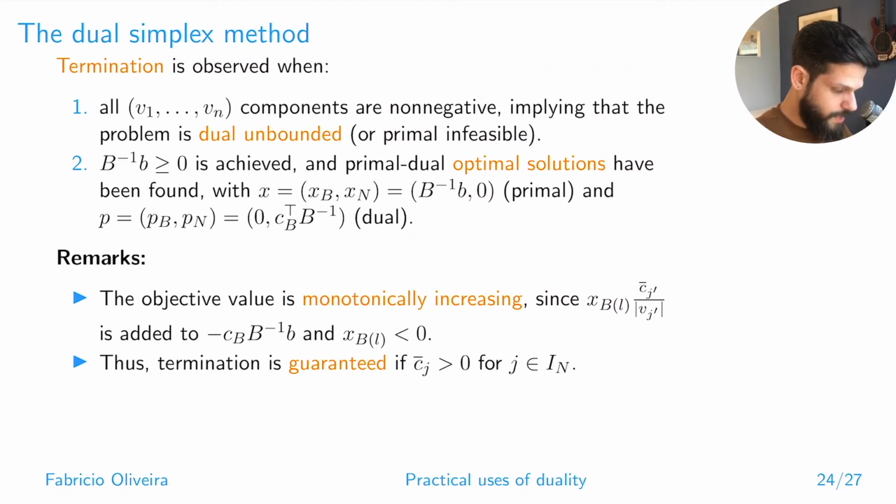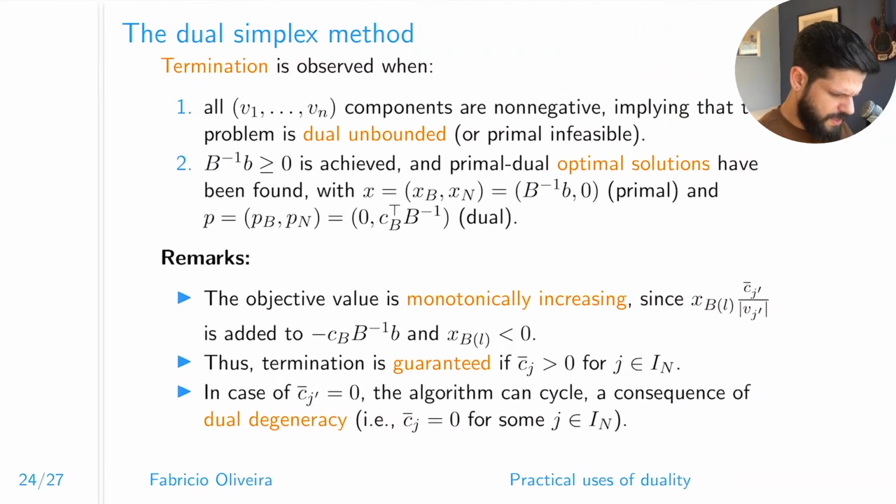So this is one point, and the other one is that termination is guaranteed when all your reduced costs are positive, no negative really, because that could be degeneracy. And I think that's the next comment there.